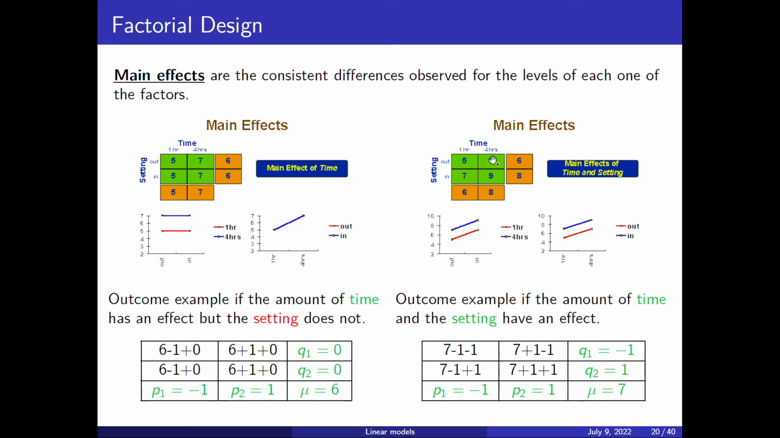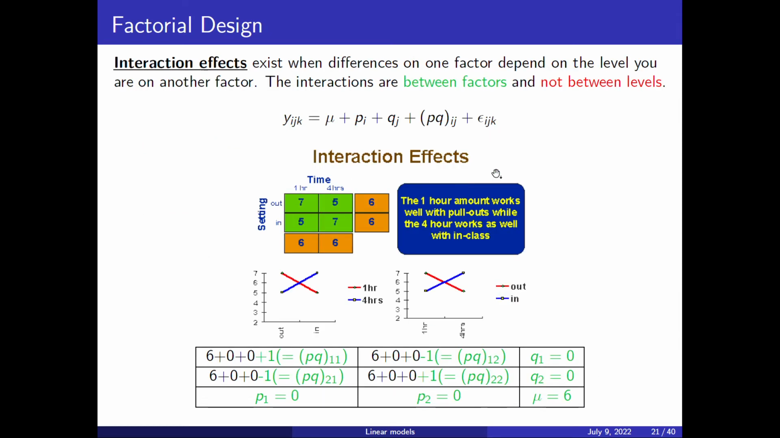Okay, so let's say that the data that we get is this one, and we already know the mechanism here. So now we can compute what is the contribution of 1 hour, 4 hours, in class, out of class, and if we want to explain this 9, for instance, it would be the overall mean, that is 7, plus the contribution of being 4 hours, that is 1, the contribution of being in class, that is also 1, so it would be 7 plus 1 plus 1, that is 9.